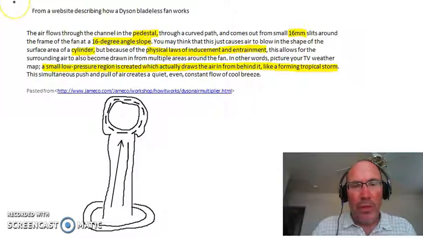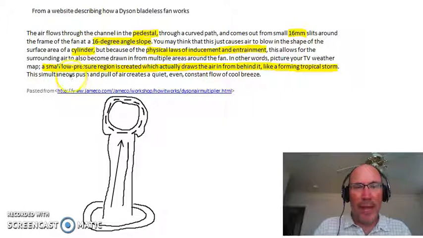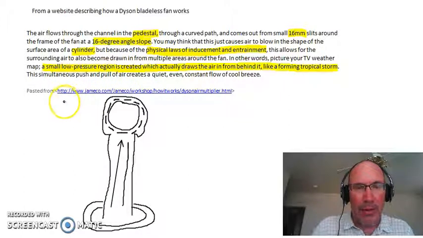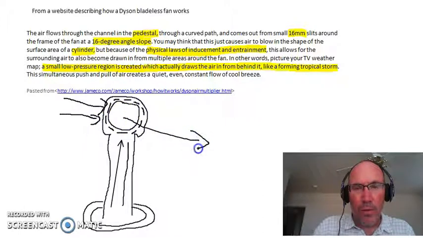And then we think about how the air is going to move like in a tropical storm, from high pressure to low pressure. So air is going to come in from the backside here, and then it's going to get pushed out the front side, thus creating our fan and our airflow or air movement.